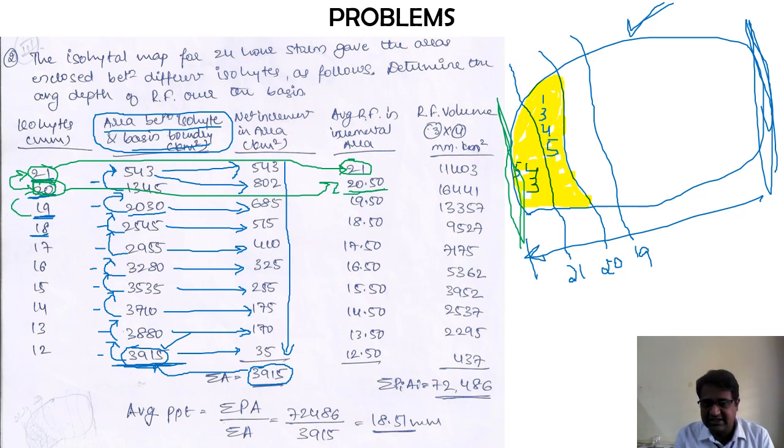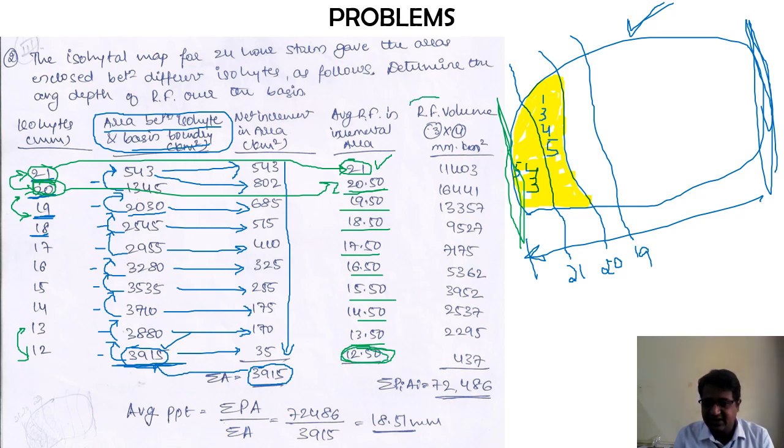Similarly, the average of 19 and 20 is written as 19.5. Similarly, 18.5, 17.5, 16.5, 15.5, 14.5, 13.5, and the last one. For the last one, you already have the previous value, so 12 and 13, and the average of that is 12.5. So only for the first isoheight have we considered the full value, whereas for the last one we have the previous value with us, so the average is taken as 12.5.